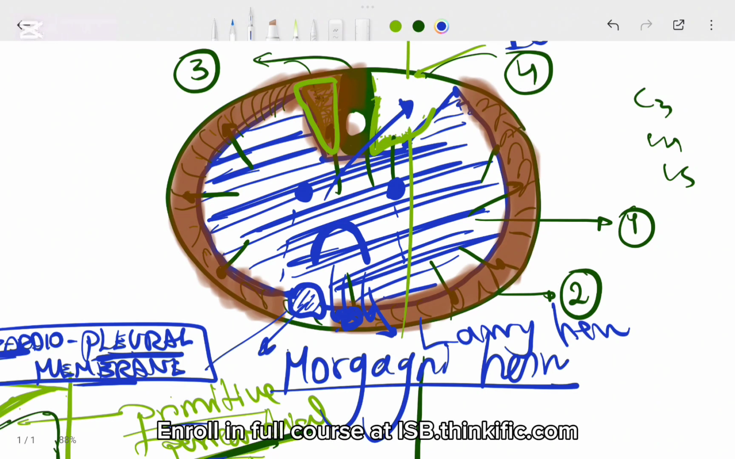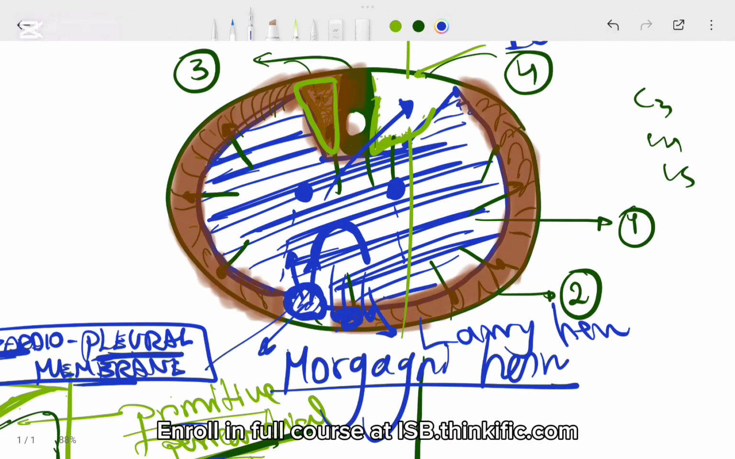Morgagni hernia, most common organ that comes here, because it's anterior, most common organ is the transverse colon, and its mesocolon. But it's usually very tiny to accommodate anything. But if it does accommodate something, most common organ is the transverse colon because it's anterior.